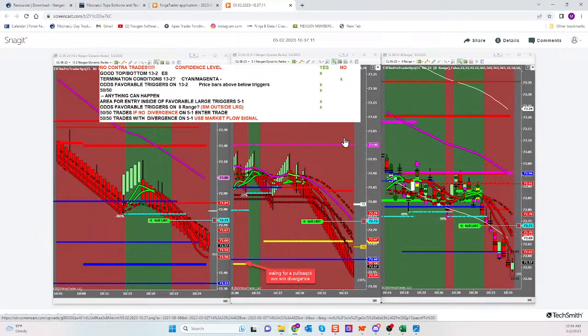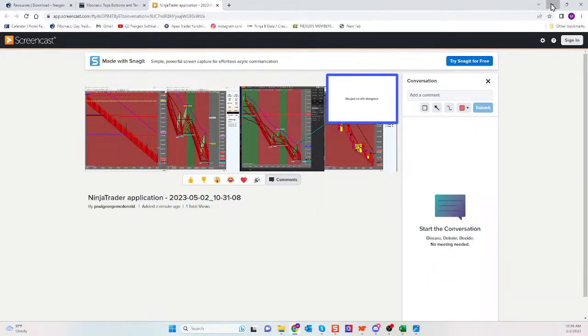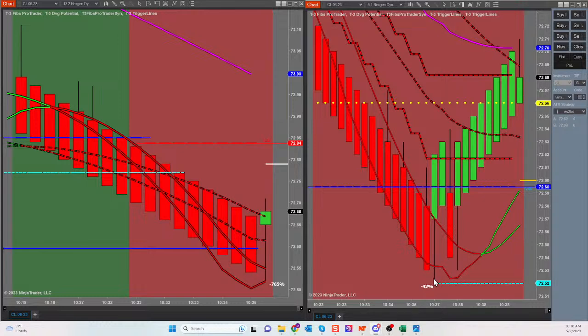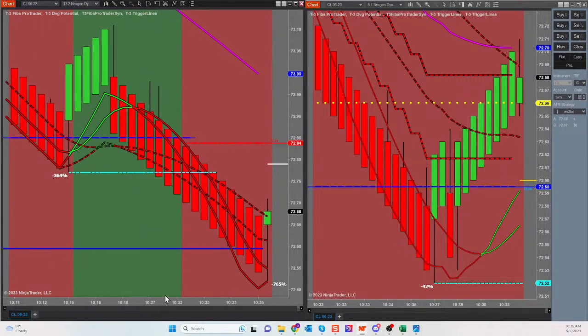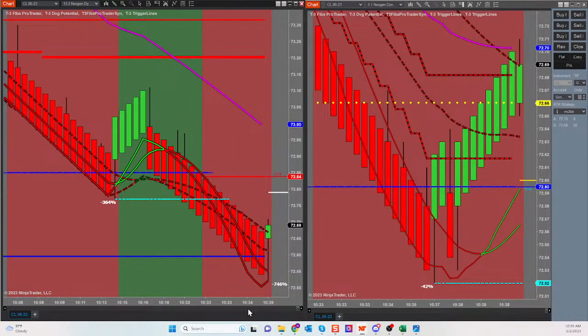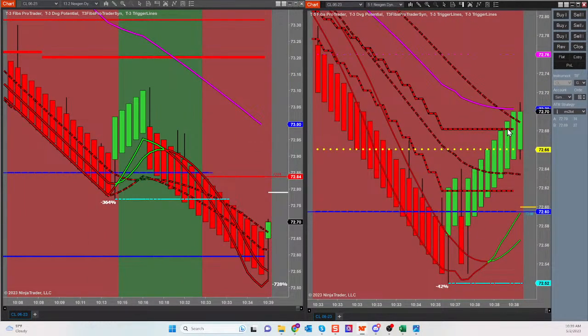We'll see if anyone takes that one. Gary, you were looking for it. You were waiting for a pullback without divergence. And divergence printed. We'll see what happens. With or without? With divergence, some people will wait for a market flow signal. Without divergence, a lot of people will go right from the area.